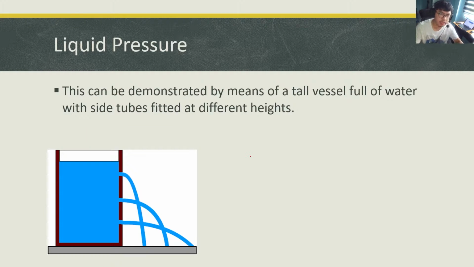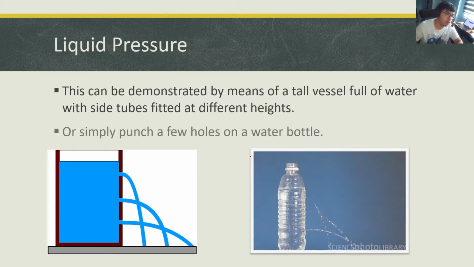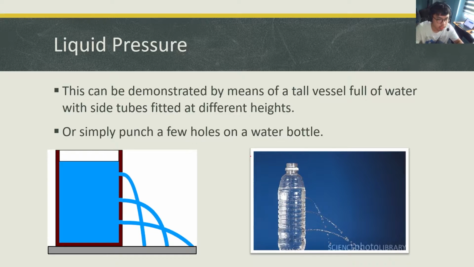The strength of the pressure in a liquid can be demonstrated by means of a tall vessel full of water with side tubes fitted at different lengths. Or you can just use a water bottle and punch a few holes in it. If you do this, you will see from this picture that the water coming out of the top hole doesn't go very far, and the water coming out from the bottom hole, the lowest hole, shoots out the furthest. This suggests that the water at the bottom has the highest pressure.